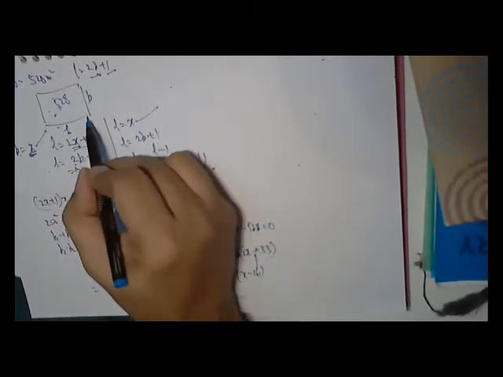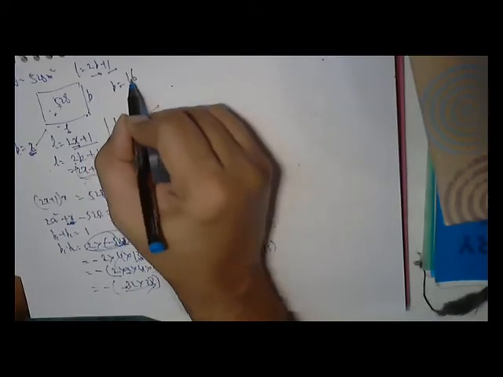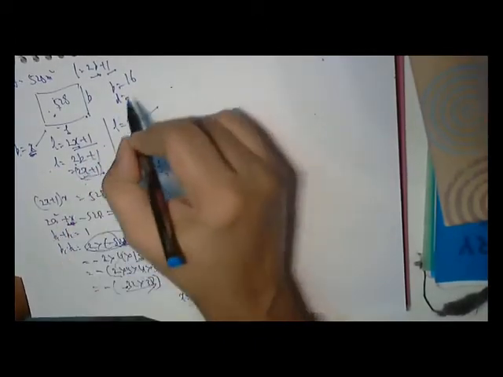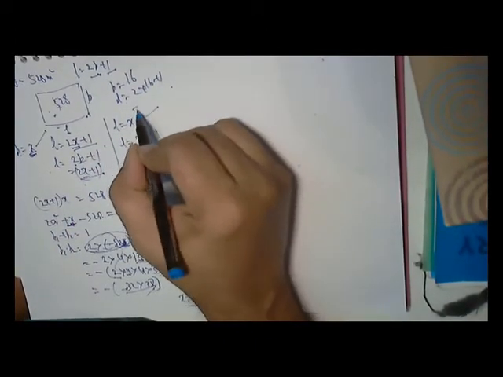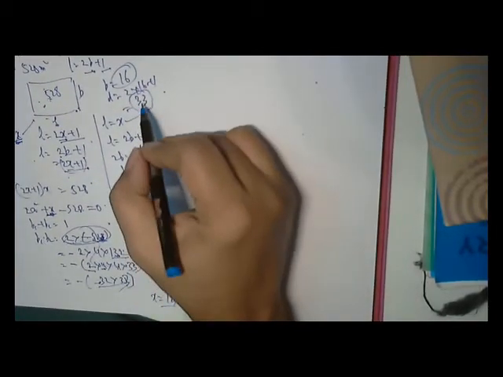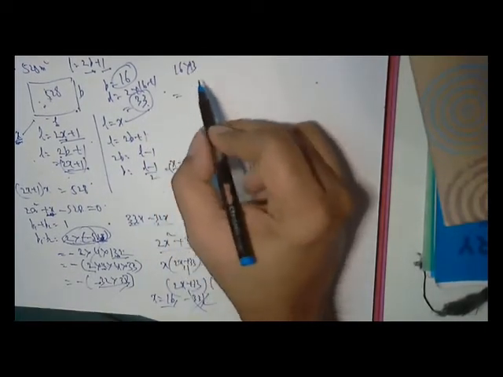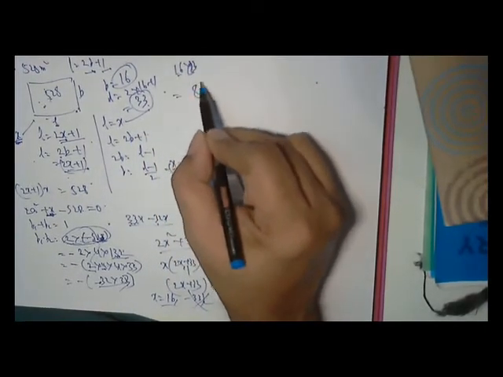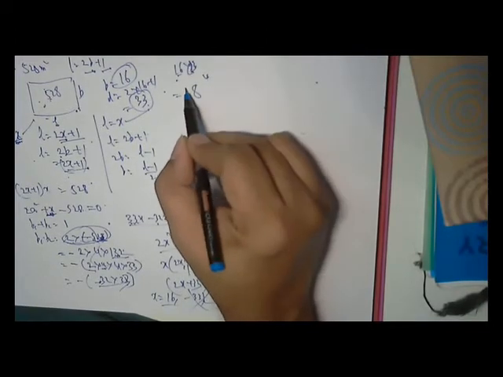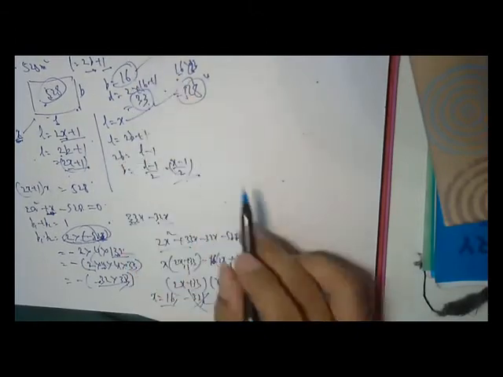Can the distance be minus? It cannot be minus. So this is invalid. So x is 16. That means breadth is 16. Length is 2 into 16 plus 1, that is 33. So if I multiply the length into breadth, 16 into 33, 16 threes are 48, plus 4, that is 528. The area is 528. So my answer is correct.